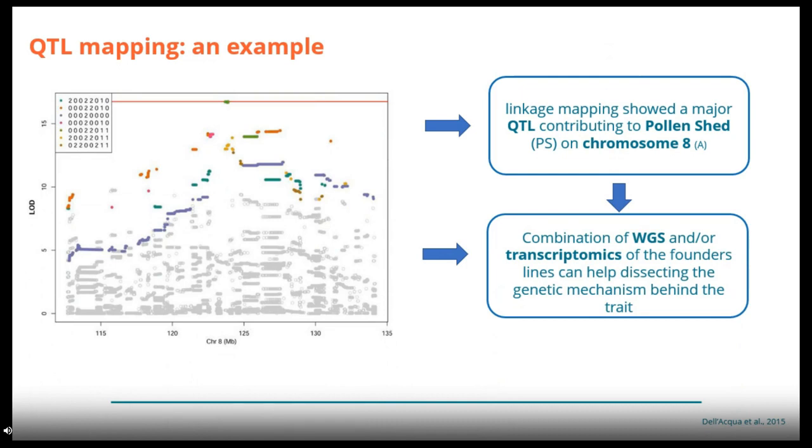However, if you combine these data with whole genome sequencing data and/or transcriptomics data of the founder lines, you can go within your interval on your chromosome, and this information can help you in dissecting the genetic mechanism behind the trait, and you can start looking really at candidate genes. That's why these are great genetic resources to map QTL of any complex trait.